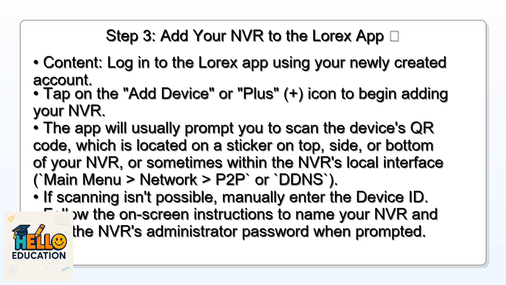The app will usually prompt you to scan the device QR code, which is located on a sticker on the top, side, or bottom of your NVR, or sometimes within the NVR's local interface main menu, under Network. If scanning isn't possible, manually enter the device ID and follow the on-screen instructions to name your NVR and input the NVR's administrator password when prompted.